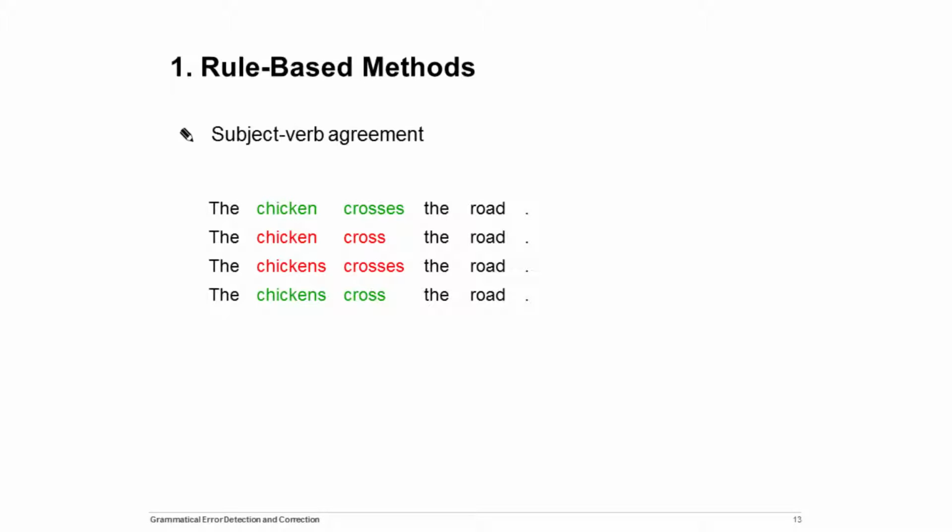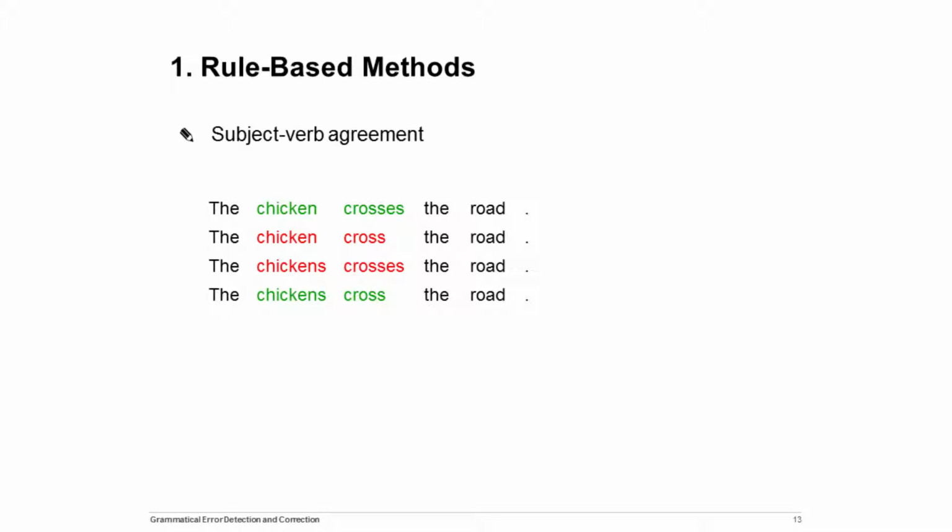So to start off, we'll go very easy, rule-based methods. Subject-verb agreement is probably the most well-known error type, which simply means if you have a singular subject, you must have a singular verb, and if you have a plural subject, you must have a plural verb. So chicken crosses and chickens cross, but you can't have any of the other combinations.